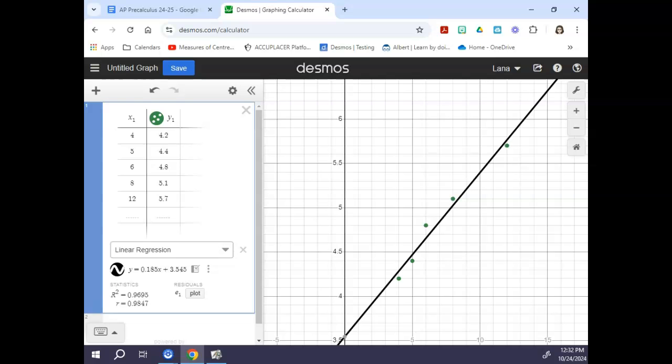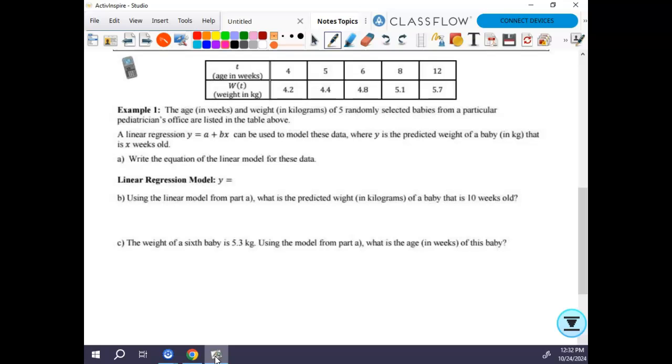We know this one is linear because this says the age in weeks and weight in kilograms of 5 randomly selected babies for a particular pediatrician's office are listed on the table above. So this is T and W of T. So this is my X, this is my Y. It says a linear regression, looking like this, can be used to model these data.